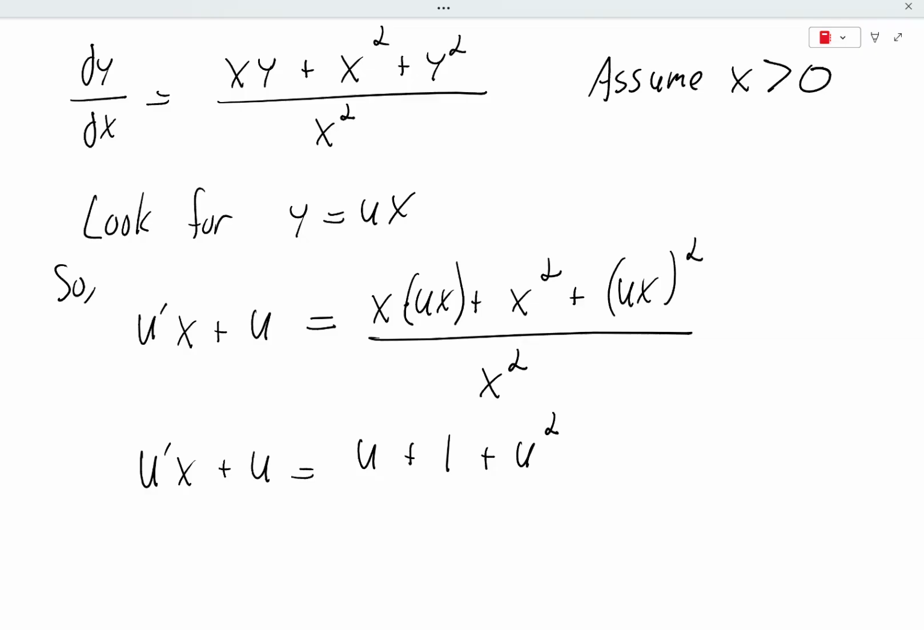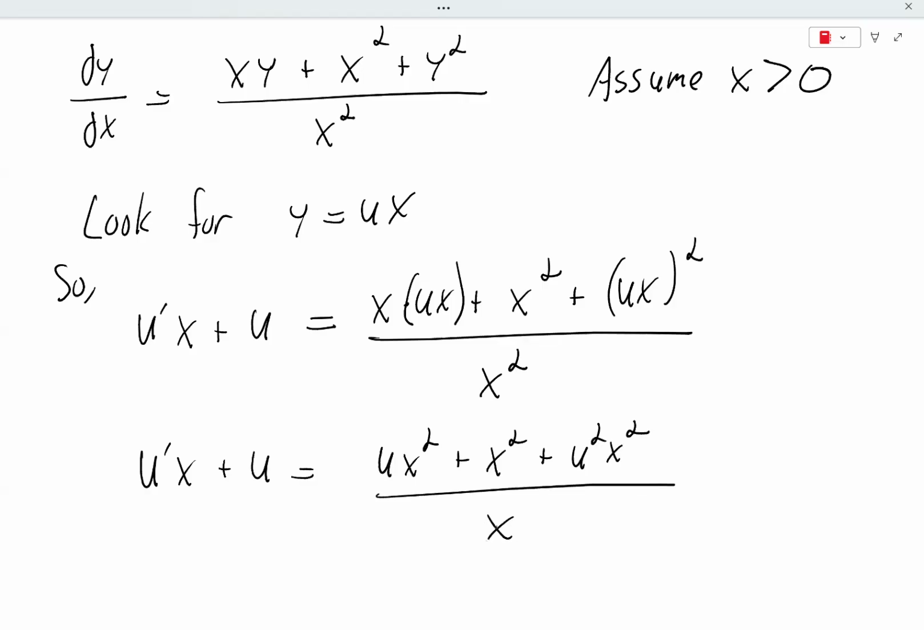It would be u plus 1 plus u squared. Actually, let me write a bit more. I'm going to write another line here: ux squared plus u squared x squared over x squared, using the exponent rules. If you have x times ux like this, it's all multiplication. There's no distributing or anything here, so you just rearrange the factors.